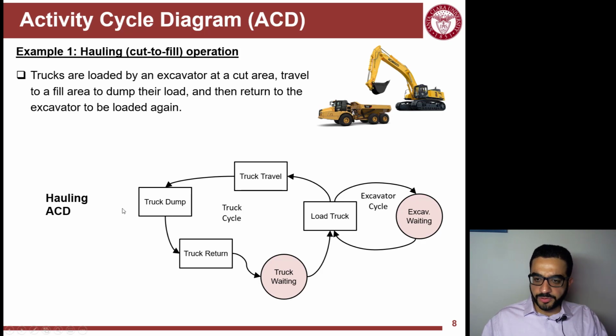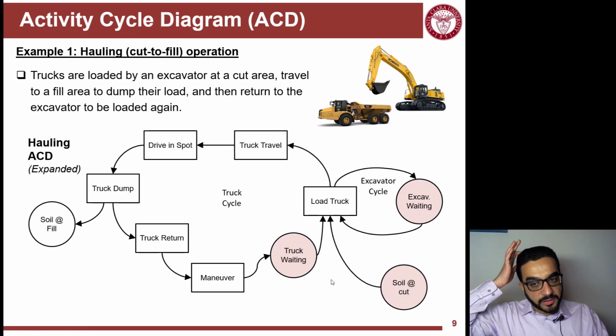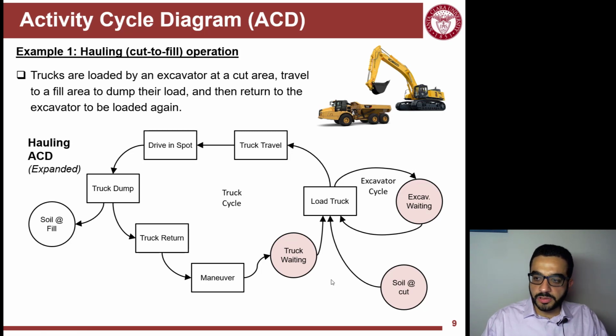So I have here 4 tasks and 1 queue representing each one of these two resources. And then I can actually expand my cycle diagram by adding details to it that I skipped in the beginning. So in here, I added drive in spot and maneuver, adding that little time that the truck drives in spot for dumping, and then maneuvering, driving, and then coming back to be loaded by the excavator. Providing more detail and more representation of what's really happening there.